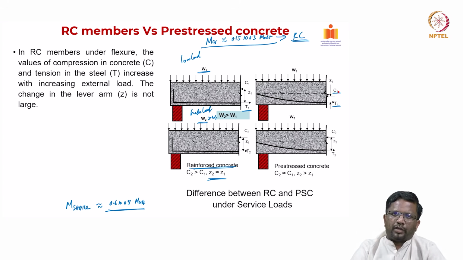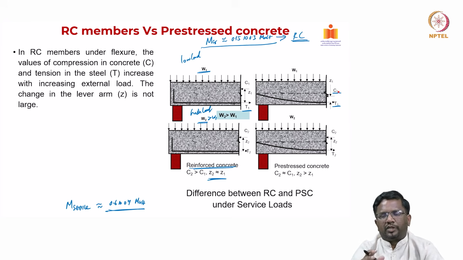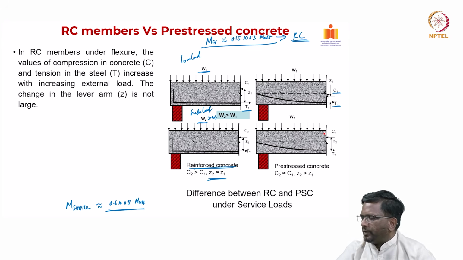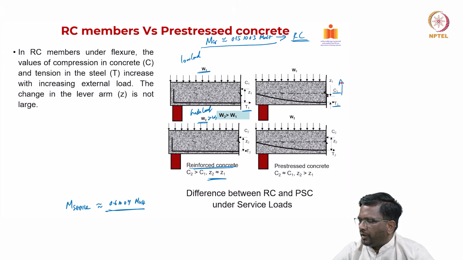Now please note that pre-stress systems are not going to be cracked under service loads. Even for a type 3 member, if it is cracked also, the crack width is going to be so small, right? Because then only you get the best advantage in terms of your moment of inertia, so that you get higher flexural rigidity, right?